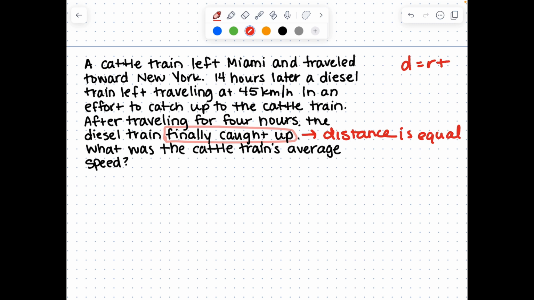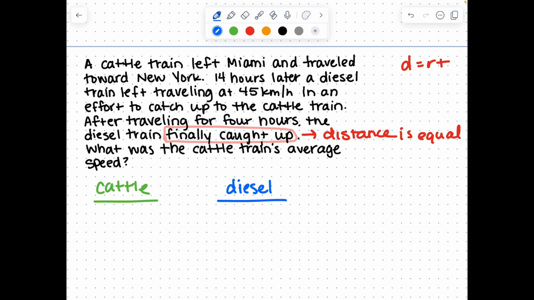So this is a lot like the problem that we had before, where we had kind of an expression for the trip there, an expression for the trip back, but the distance was equal, so we could have them equal to each other. We can do the same thing here. So we can have an expression for the cattle train, how fast they're going, how long they've been going, and we can have one for the diesel train.